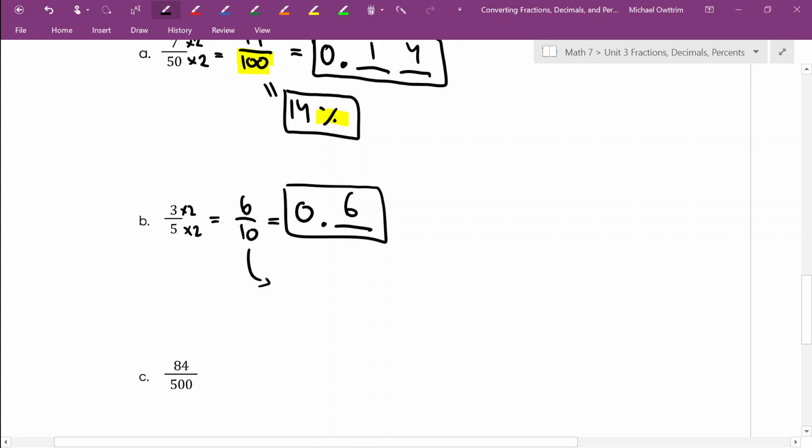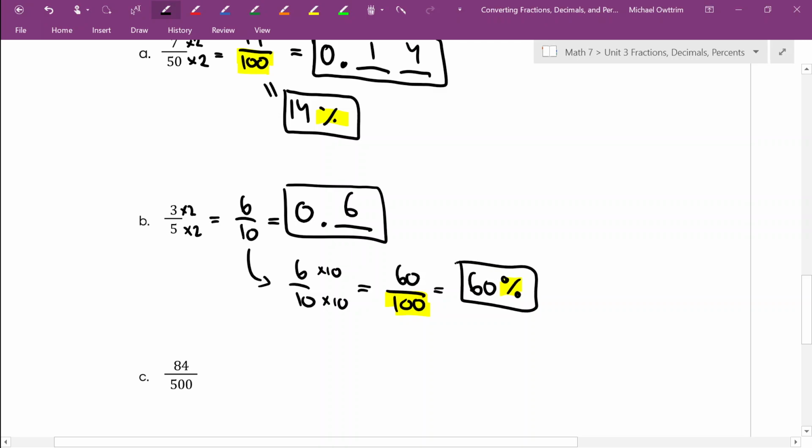For my percent, I'm going to take my 6 over 10, and I'm going to multiply it top and bottom by 10. The reason for that is I'm trying to make my 100 on the bottom for my percent. Now that I have my out of 100, I can say that that is the percent symbol. My number from the top is my 60. So this would be my 60%.